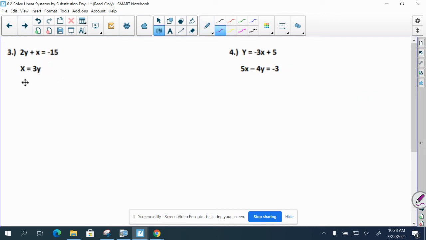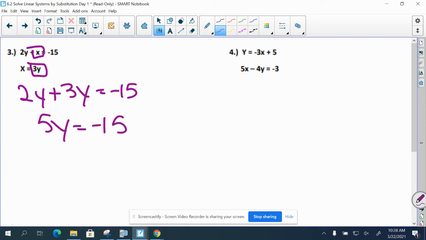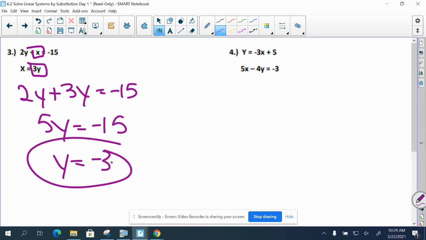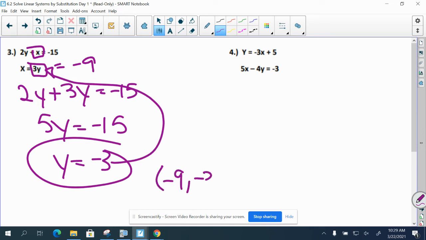All right, in number 3, the x is solved for, so I can replace 3y with x in this equation. So 2y plus, instead of x, I'm going to write 3y equals negative 15. That would make 5y equals negative 15, so y is negative 3. To get the x, I plug negative 3 back in for y here, and I get negative 9. Because 3 times negative 3 is negative 9. Negative 9, comma, negative 3.